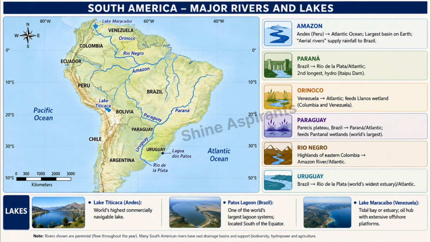Paraguay River. Origin, Parecis Plateau, Brazil, Parana and Atlantic. Key facts. Feeds Pantanal wetlands, world's largest tropical wetland. Rio Negro. Origin, highlands of eastern Colombia, Amazon River and Atlantic. Uruguay River.